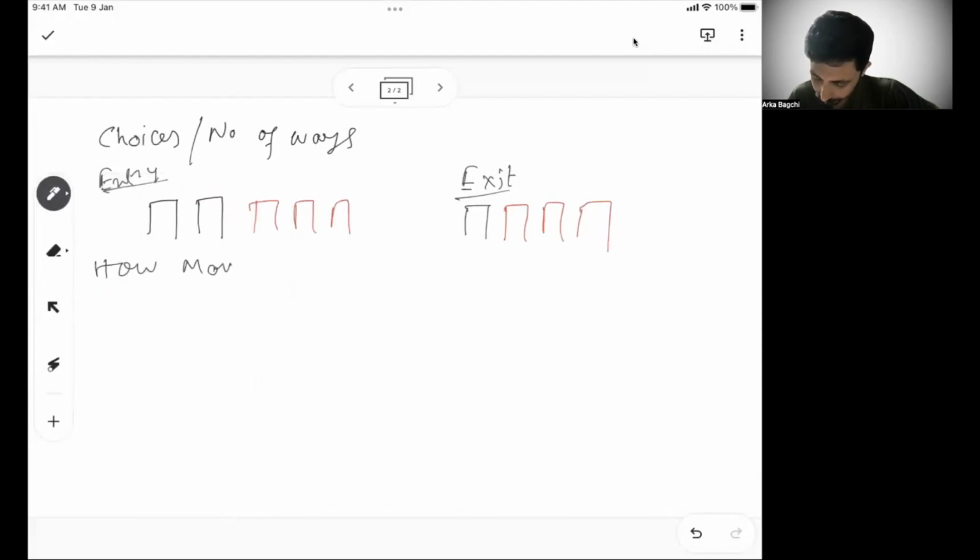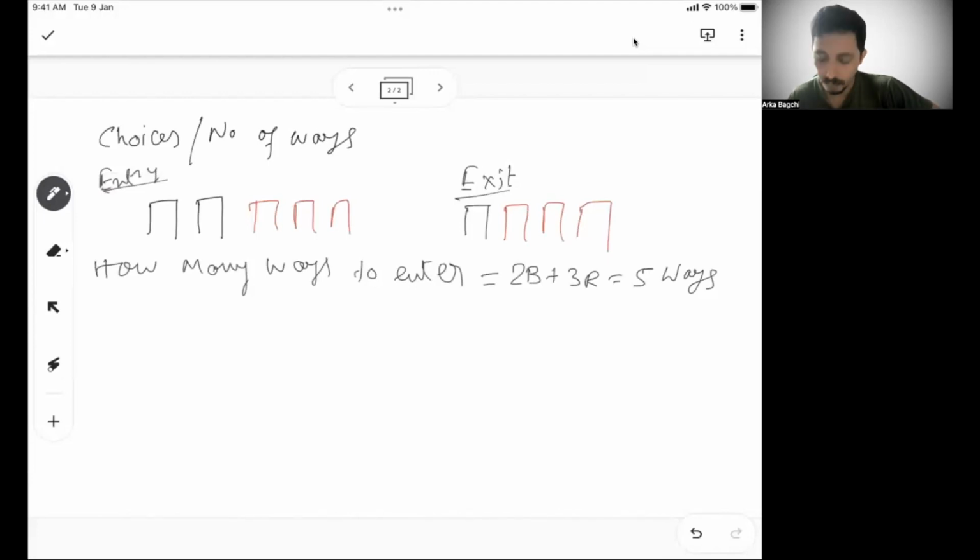If someone asks me how many ways there are to enter the room, you know there are five doors, two black and three red. So I can write two black and three red, total five ways, right? Similarly, if I ask you how many ways to exit, you can say there is one black door and three red doors. So there are four ways to exit, right?